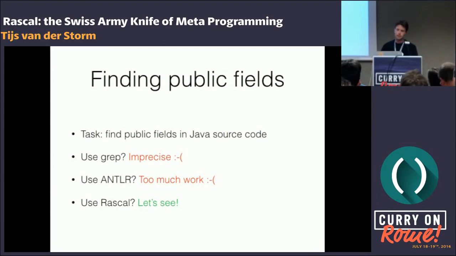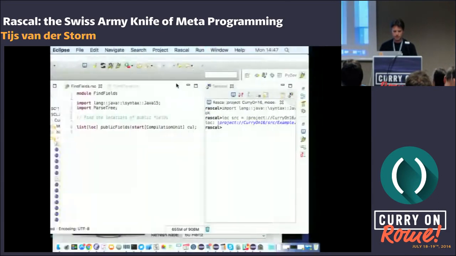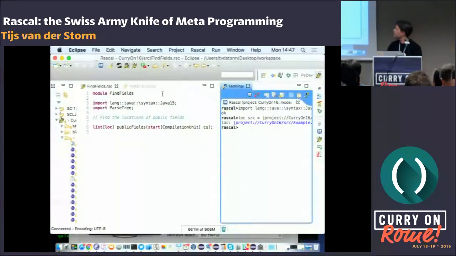Or we could download the Java grammar and start parsing Java, and then write a visitor and have to write ugly if statements to select, okay, this is a field and the modifier is public, and so on. I think that's too much work. You may differ there, but let's see how we can do this in Rascal. So I'm now going to go into demo mode. I hope this is all readable.